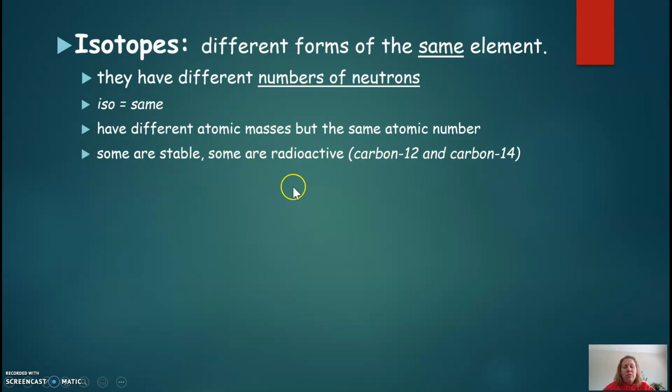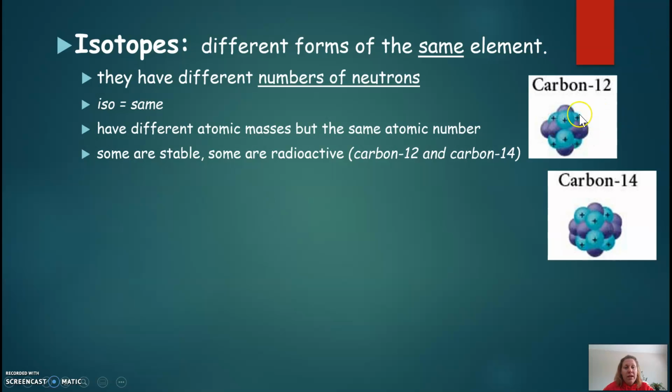So carbon-12 and carbon-14. Here's a picture. These are isotopes. You notice the name is the same. Protons are the identity. There are 6 protons here and 6 protons here, so that's why both are carbon. The difference is the neutrons. There are more neutrons here.